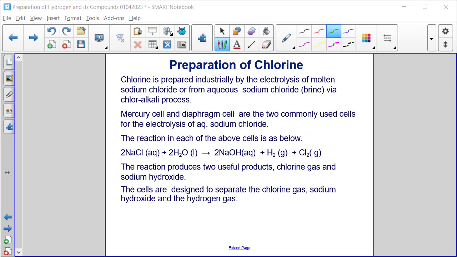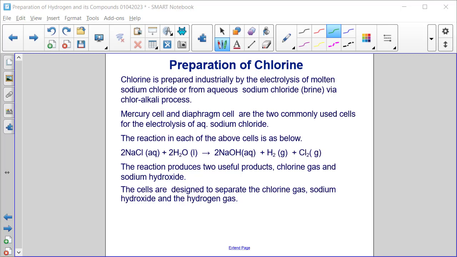Chlorine is prepared industrially by the electrolysis of molten sodium chloride or from aqueous sodium chloride brine via the chlor-alkali process. Mercury cell and diaphragm cell are the two commonly used cells for the electrolysis of aqueous sodium chloride. The reaction in each of the above cells is as below. The reaction produces two useful products, chlorine gas and sodium hydroxide.